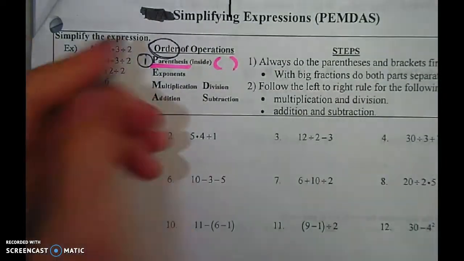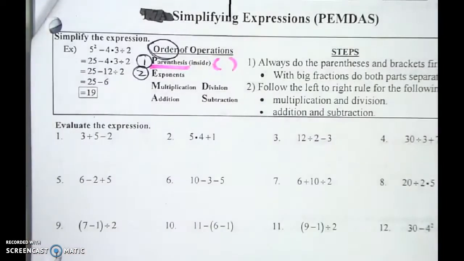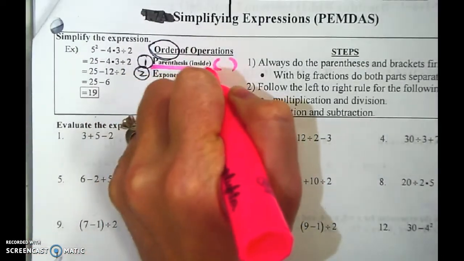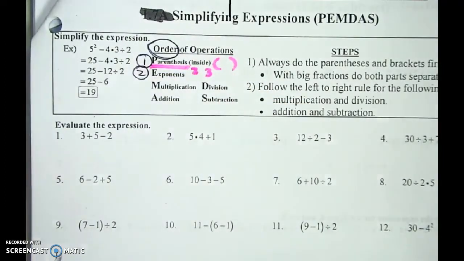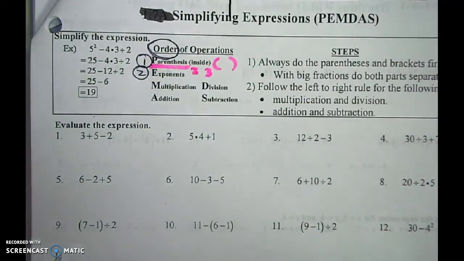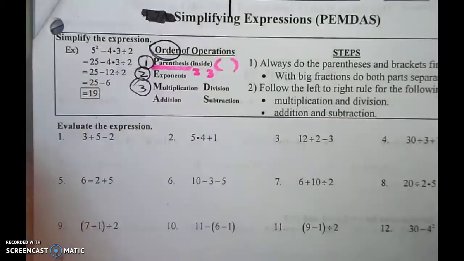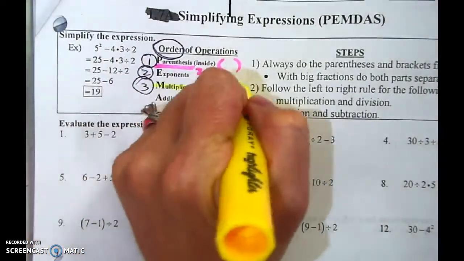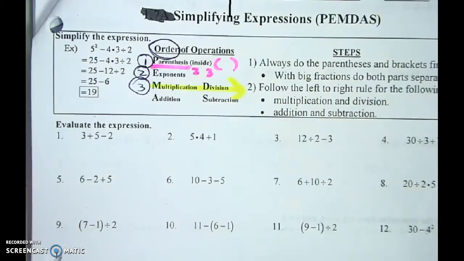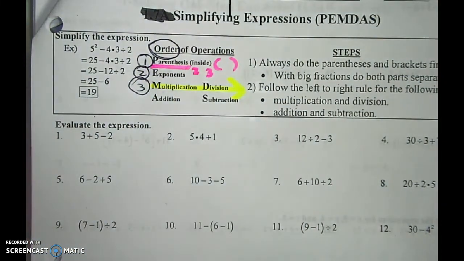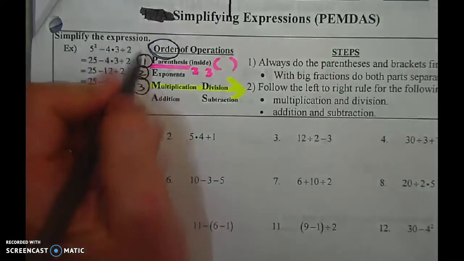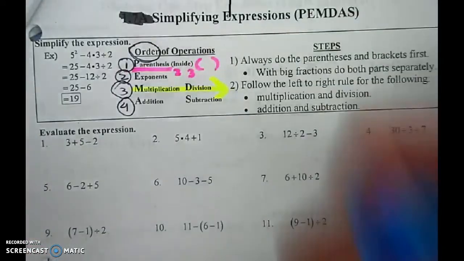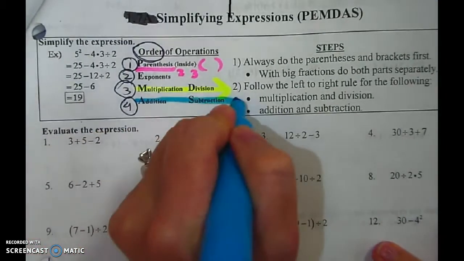Step two, you've got to see if there's exponents. That's the little numbers, a little 2 or a little 3. That's step two. Step three is multiply and divide. So you're going to multiply and divide straight across. So if divide comes first, you divide first. If multiply comes first, you multiply first. Last step you do is addition and subtraction. Left to right. Left to right.